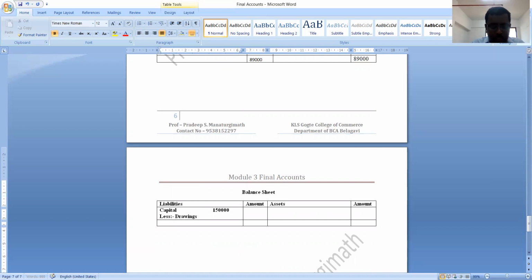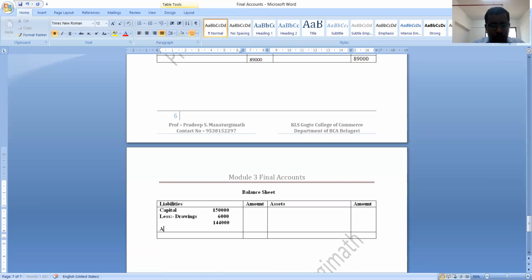Less drawings. What is the amount of drawings? Amount of drawings is rupees 6,000. So 1 lakh 50,000 minus 6,000. How much will you get? We will get 1 lakh 44,000. Right? So to this 1 lakh 44,000, we need to add net profit. Where did you get net profit? You got net profit in profit and loss account. As I told you, gross profit should be transferred to profit and loss account.